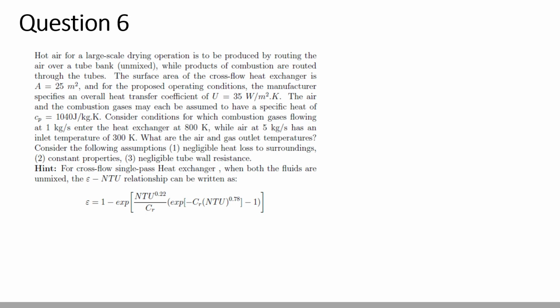The air and the combustion gases may each be assumed to have a specific heat of Cp is equal to 1040 joule per kg Kelvin. Consider conditions for which combustion gases flowing at 1 kg per second enter the heat exchanger at 800 Kelvin, while air at 5 kg per second has an inlet temperature of 300 Kelvin. What are the air and gas outlet temperatures? So this was the question.